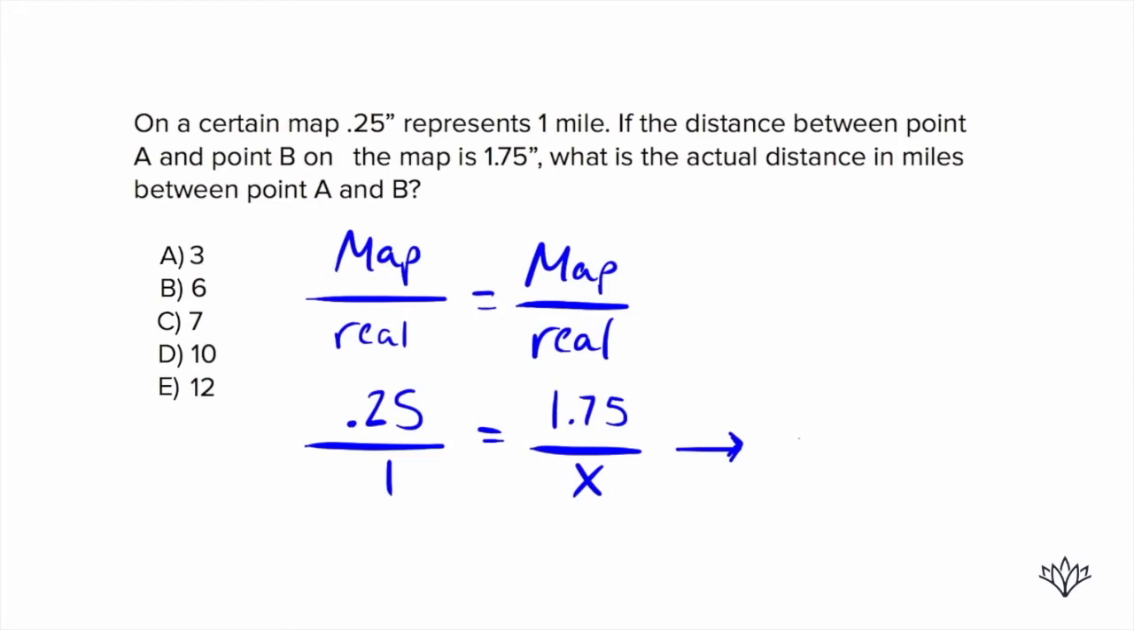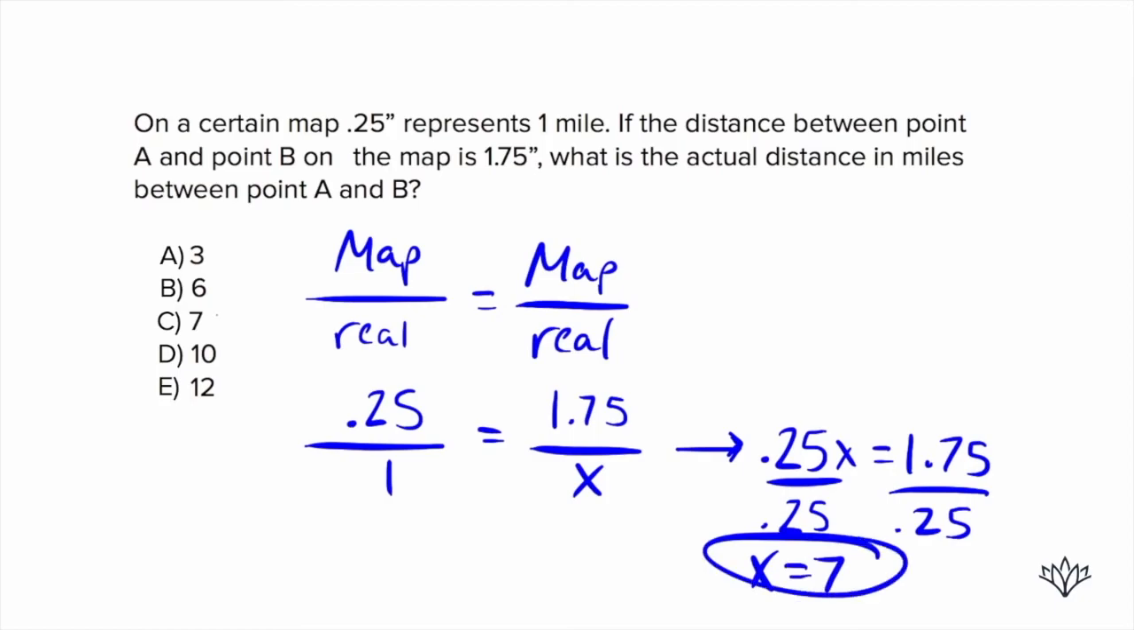So what are we going to have here? 0.25 times x is 0.25x. 1 times 1.75 is 1.75. Now we have 0.25x equals 1.75. We divide both sides by 0.25 and we get x equals 7. Answer choice C.